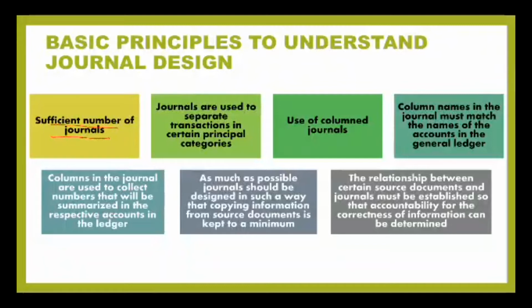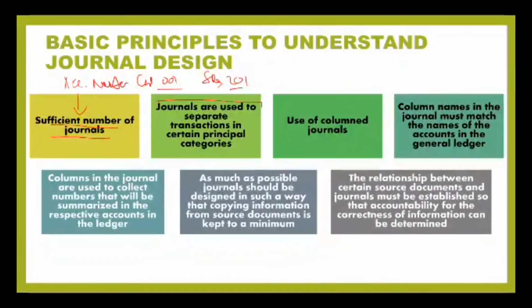And then since the journal has to make an account number, as I said before, cash maybe 001 and sales maybe 201. This is the account number. So when you make a sufficient number of journals, you also have to make a sufficient number of account numbers. And then journal is used to separate transactions in certain principal categories.